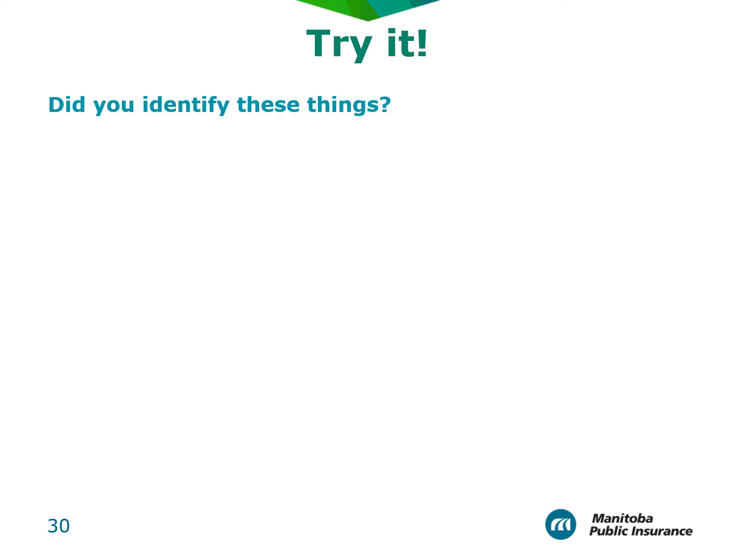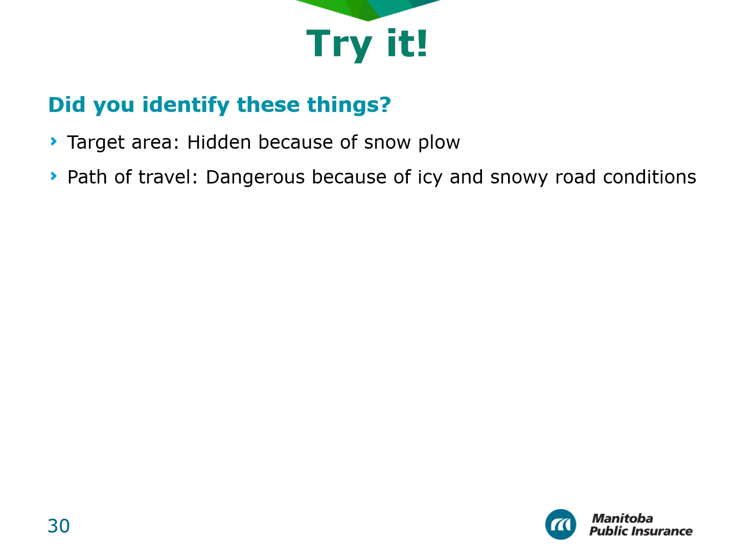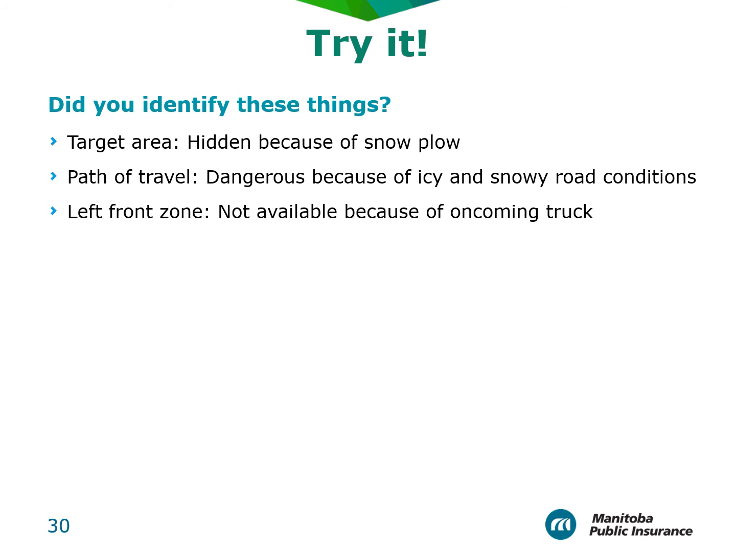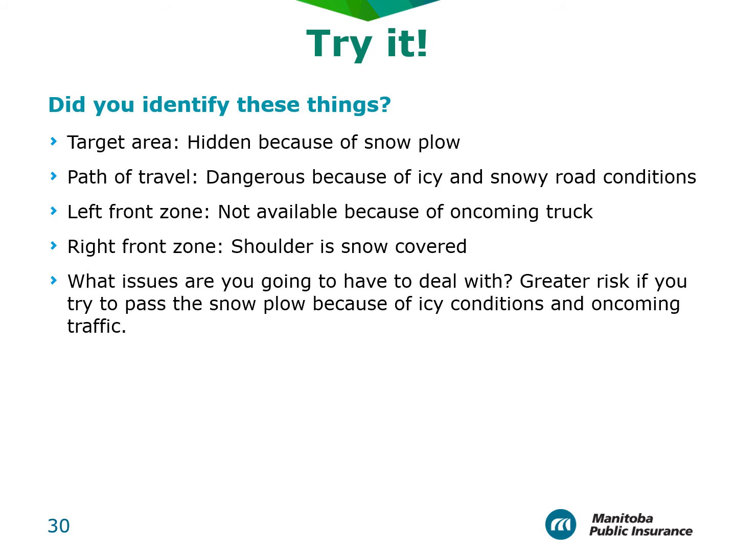You should have identified that the target area is hidden because of the snowplow. The path of travel is dangerous because of ice and snow. The left front zone is not available, so you cannot pass, and the right zone or shoulder is snow-covered. There is a large risk passing in this situation because of the road conditions and lack of visibility around the plow.